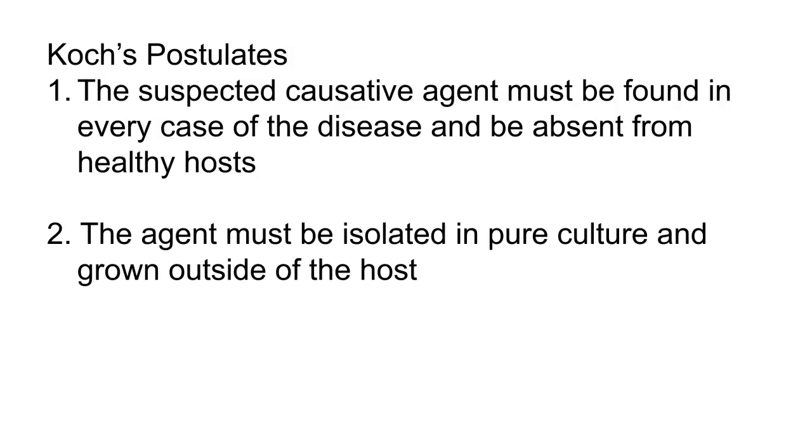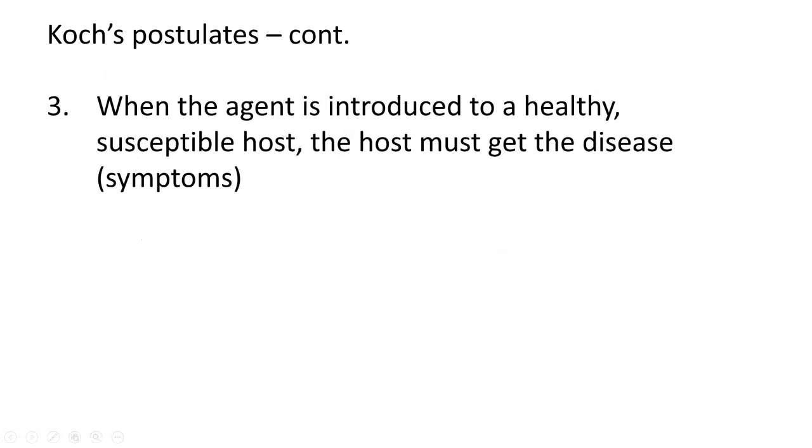Next, we must be able to isolate the agent in pure culture and grow it outside of the host. This goes back to controlling the variables. We find one agent, we grow it outside of the host, we therefore have it in a pure culture, and when we have it in a pure culture, we can determine what it is and verify that we are only using one particular organism.